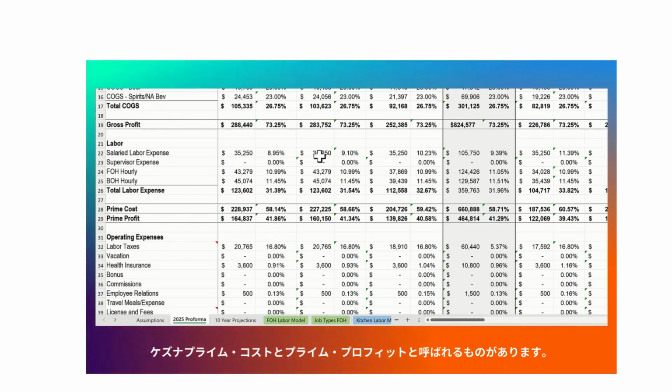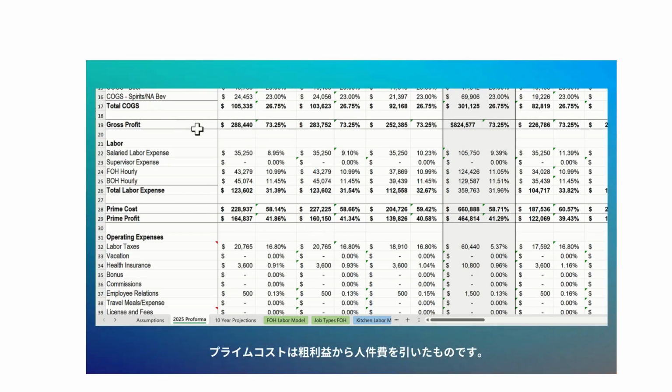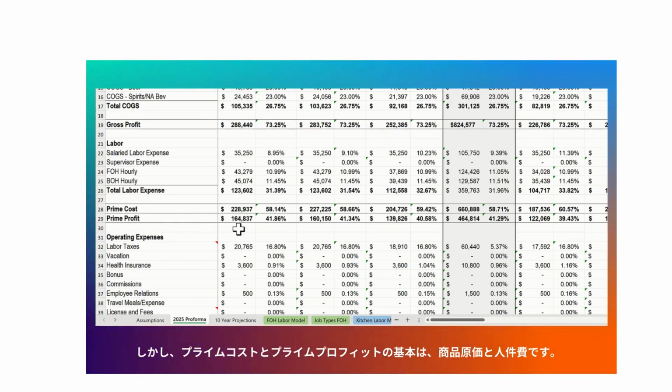So we then have what we call a prime cost and prime profit. Prime cost is your gross profit minus your labor. Sometimes prime cost can include other operating expenses such as supplies, but for the basics, prime cost and prime profit is cost of goods and labor.